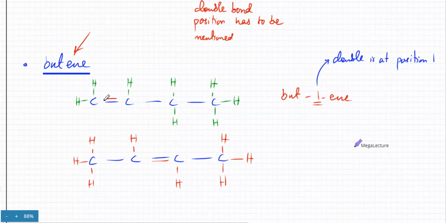What about the other one? If you count it, it's on the second carbon atom. So the double bond is at position number two. So this one over here is but-2-ene. So both of them are butenes, but one is but-1-ene, the other one is but-2-ene. And remember that the position is always assigned from the side which gives the smaller number.